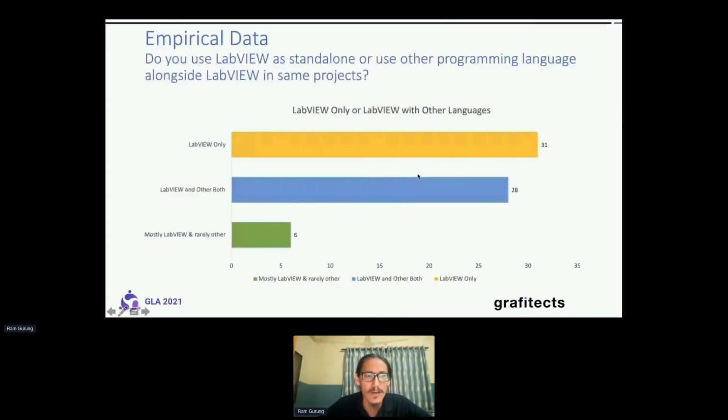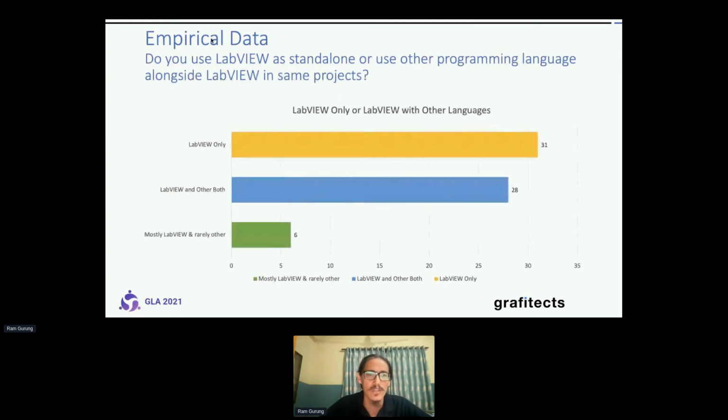Now, another question we asked: many people have been using it for a long, long time, and in our industry, in our company also, we get clients who have been using LabVIEW full-fledged, or are using LabVIEW and an NI tool for certain aspects of the project.